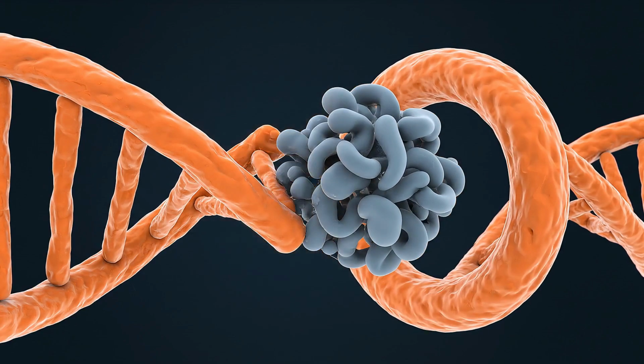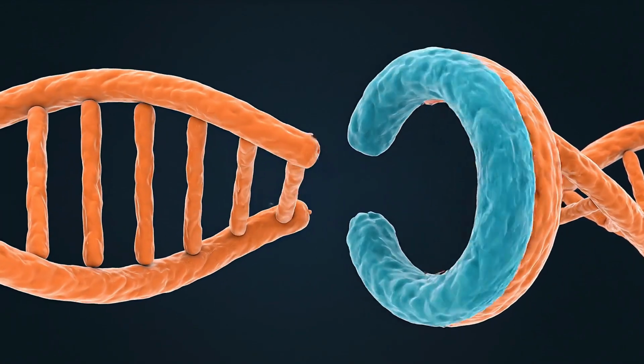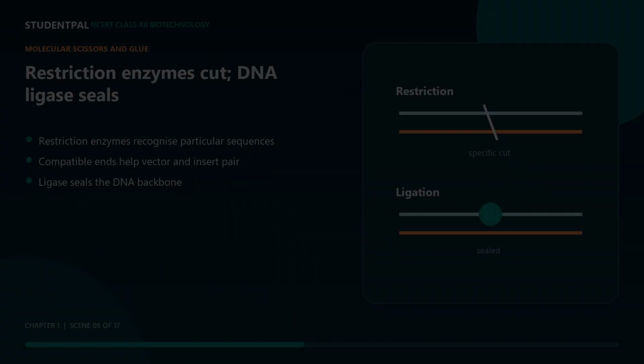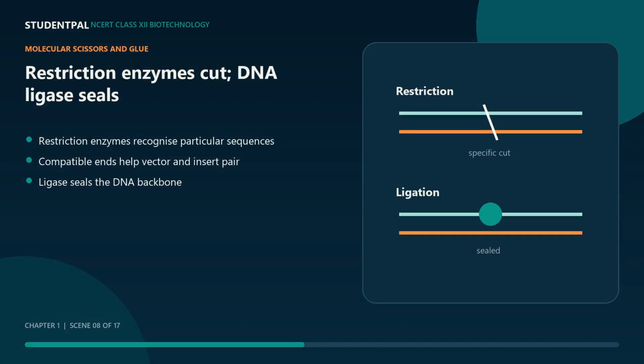Restriction endonucleases recognize particular DNA sequences and cleave phosphodiester bonds in the DNA backbone. Some create overhanging sticky ends, others create blunt ends. If vector and insert are cut to produce compatible ends, complementary bases can pair temporarily. DNA ligase then seals breaks in the sugar phosphate backbone. Think of restriction enzymes as precise molecular scissors and ligase as the enzyme that completes the backbone.